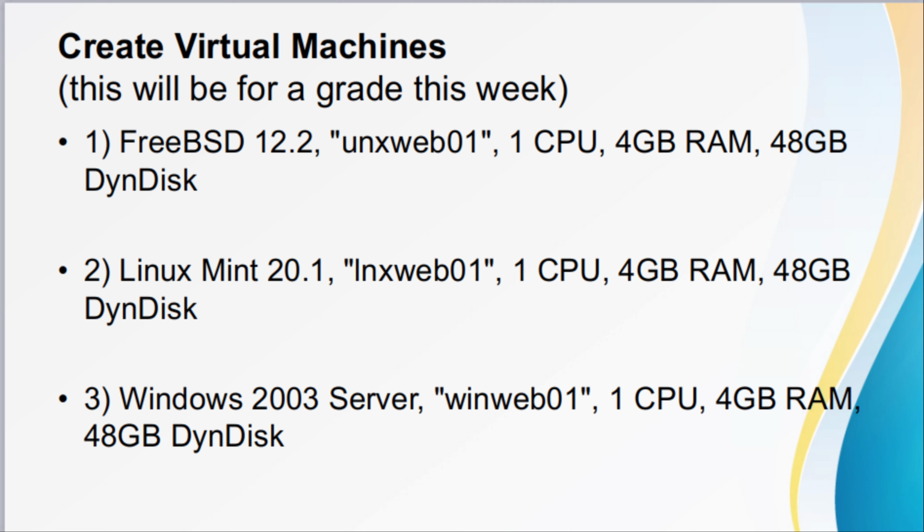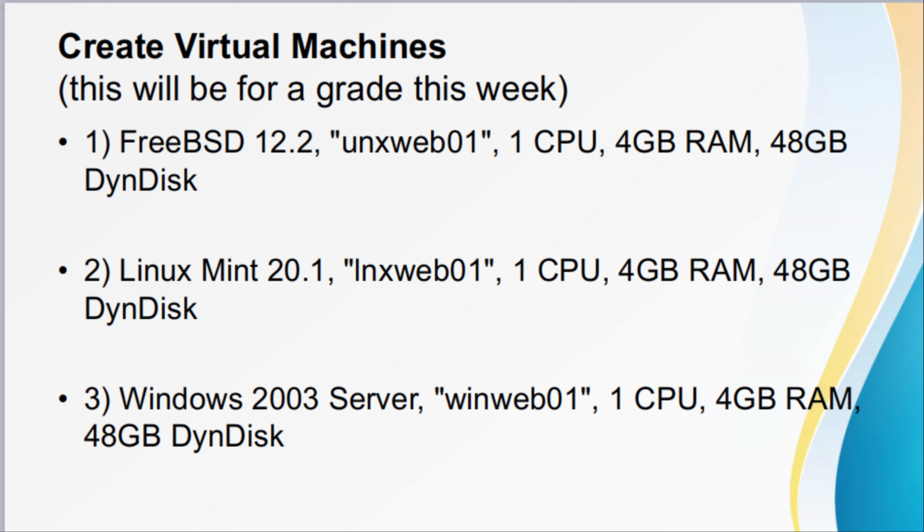That means it will not take up 48 gig on your hard drive, but it'll be 48 gig maximum size. So when you initially build it, it'll only be like 600 or maybe a gig. Next, we'll create a Linux Mint 20.1, which will be LNX Web 01. That's Linux Web 01. Have the same thing, 1 CPU, 4 gig of RAM, and a 48 gig dynamic disk.